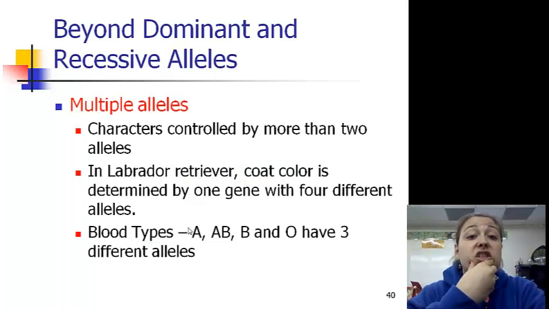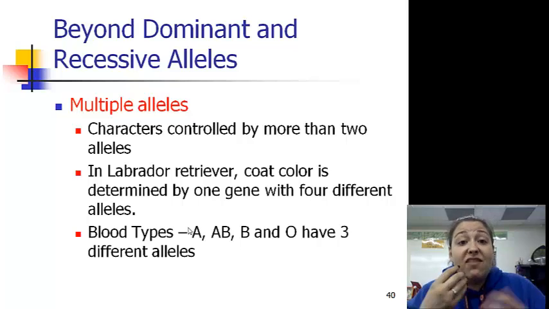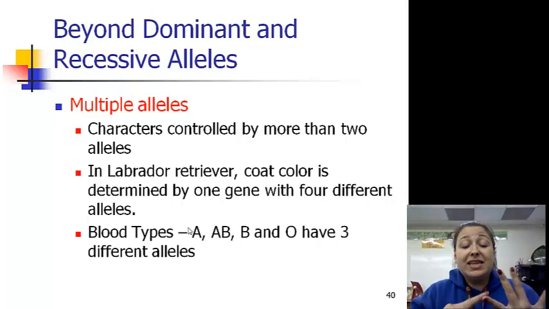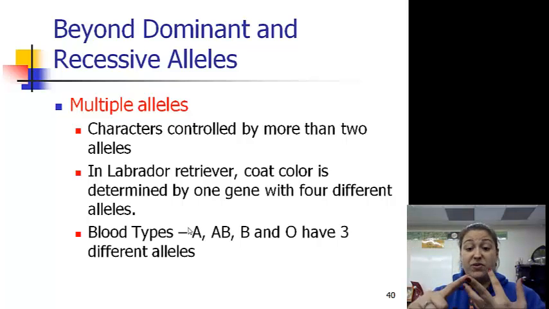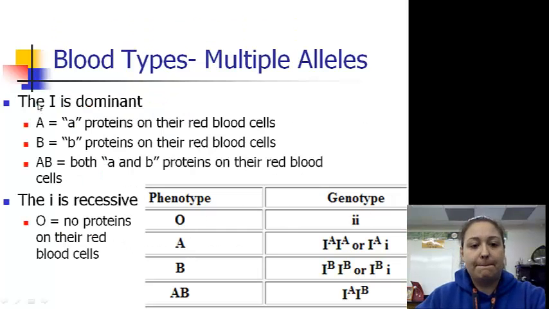Now, some of these characters have multiple alleles, or many different alleles, such as a Labrador's coat, which actually has 4 different colors and 4 different alleles that come into play to create its coat. Just as in blood types, we have A, we have AB, we have B, and we have O, and these have 3 different alleles. So let's take a look at blood typing.